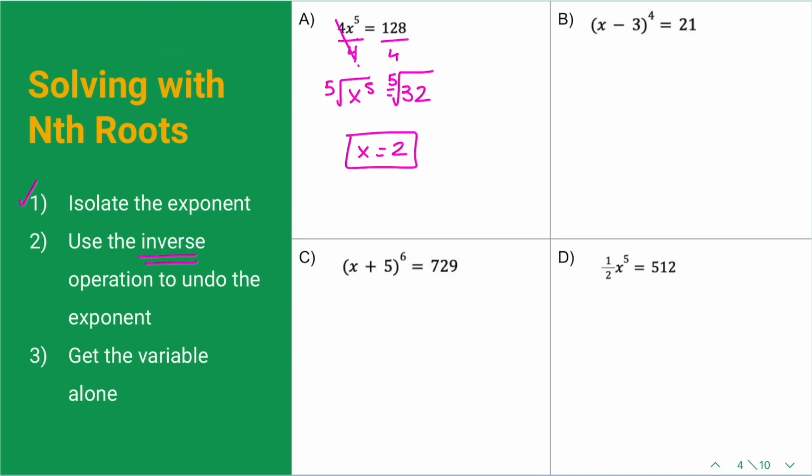Okay, on example B, I have x minus 3 being taken to the fourth power. So x minus 3 is what is going to that power. So we need to isolate the exponent, which is already done. Everything on the left is being taken to the fourth power, so I can do the fourth root on both sides to undo that. This is an even root, so remember, when we take an even root, we're going to be left with x minus 3 on the left and then plus or minus the fourth root of 21.